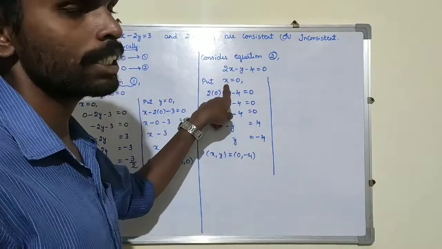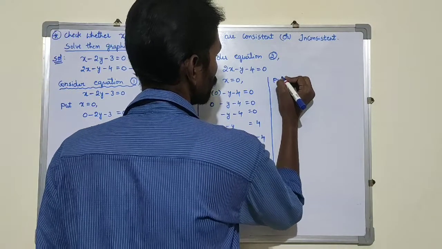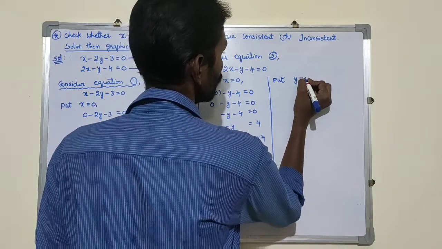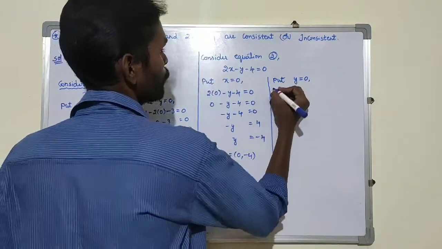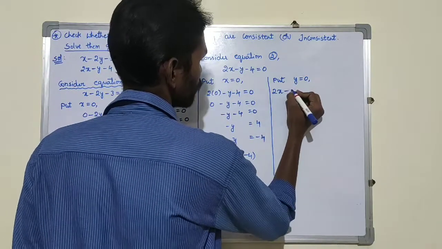Here I already kept x equal to 0. Now it's time to put y equal to 0. Put y equal to 0. It means in place of y you need to put 0.